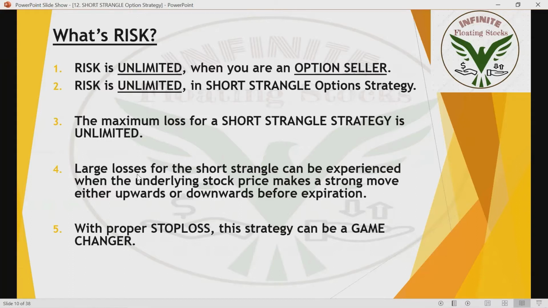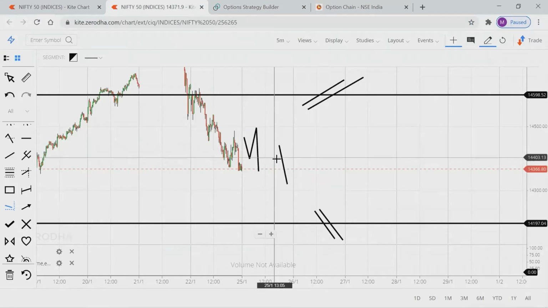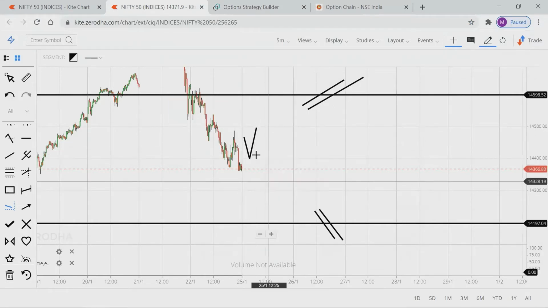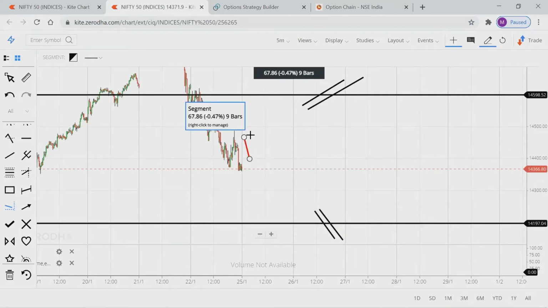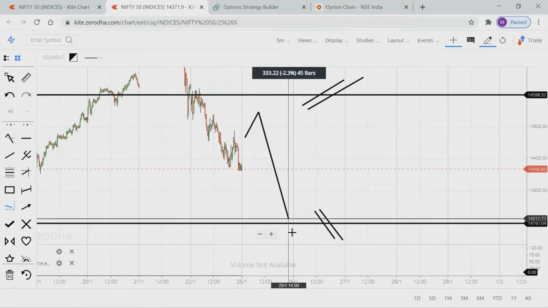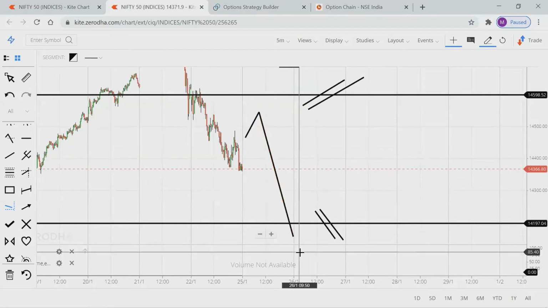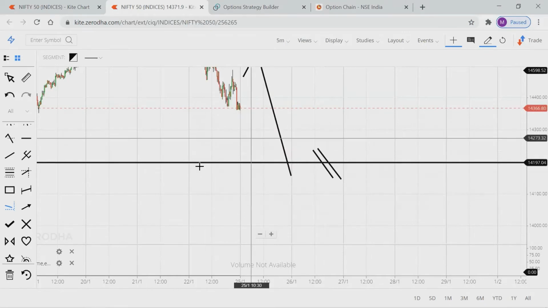Large losses for short triangle can be experienced when the underlying stock price makes a strong move either upward or downward before expiration. What is a strong move? Imagine that the market opened here and it came like this and it fell like this. So this is a strong move. In this type of move, if it is breaking our range, then we'll be facing losses.